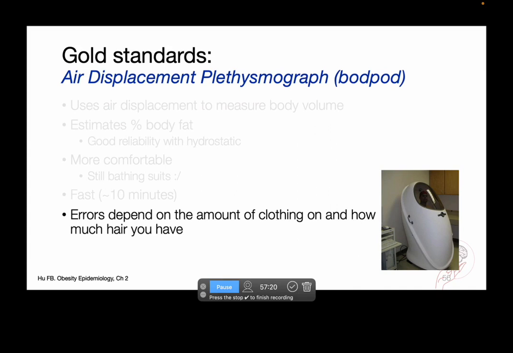But the errors can depend on how much clothing you have on and how much hair you have, because the air can't tell that your shirt is not part of your body. It can't tell that your hair is not part of your body. So the more clothes, more error.